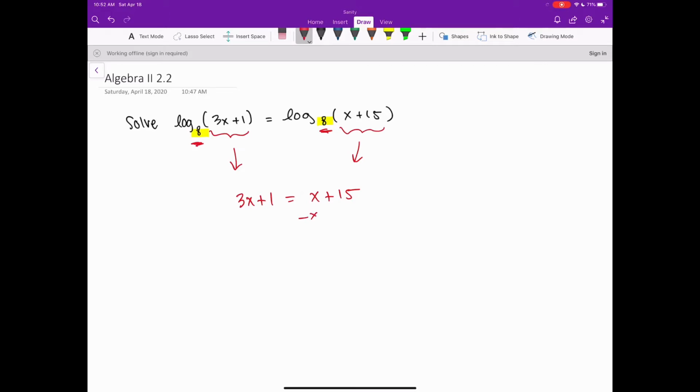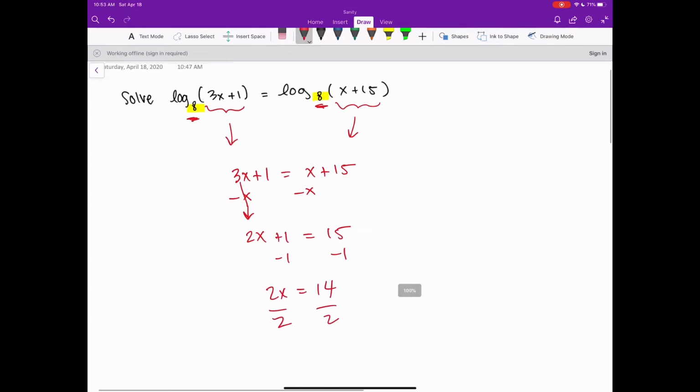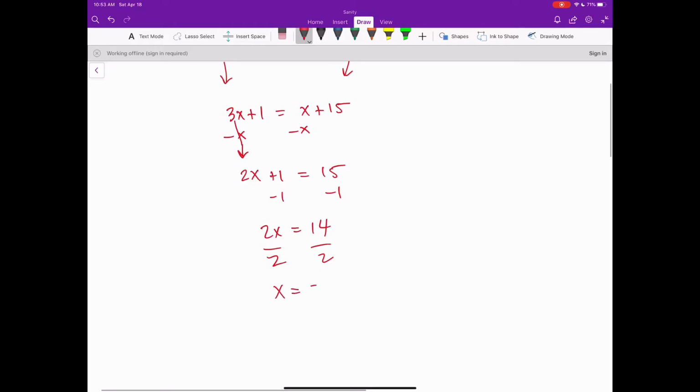So I'm just going to minus x from both sides to get our variable on one side. That's going to be left with 2x plus 1 equals 15, minus 1 from both sides. And then divide by 2, x is equal to 7. Not too bad, not too bad. All right.